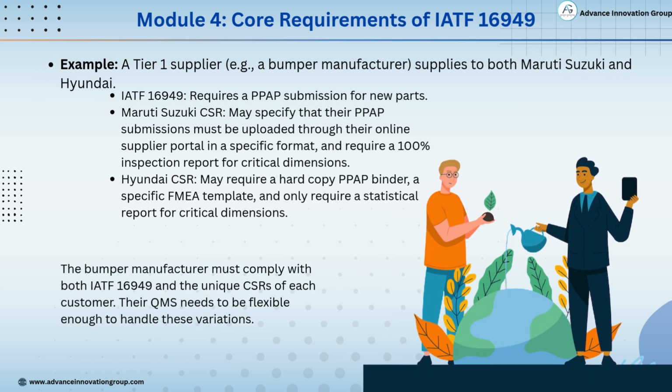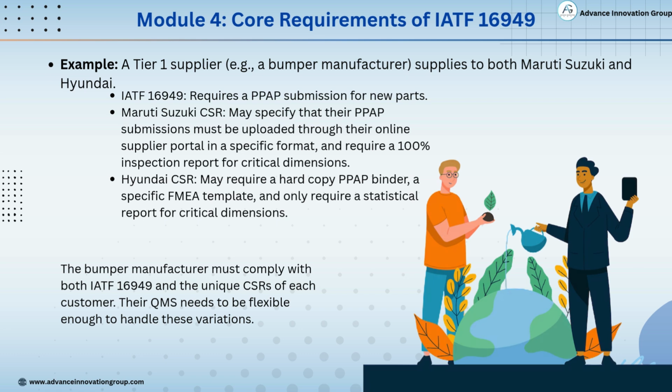This slide gives us a practical example to understand the complexity of customer-specific requirements, CSRs. Let's take a Tier 1 supplier, like a bumper manufacturer, who supplies to both Maruti Suzuki and Hyundai. According to IATF 16949, they need to submit a PPAP, Production Part Approval Process, for any new parts. Now, let's look at the CSR from Maruti Suzuki. They might ask for submissions to be made via their online supplier portal, documents to be in a specific format, a 100% inspection report for all critical dimensions.